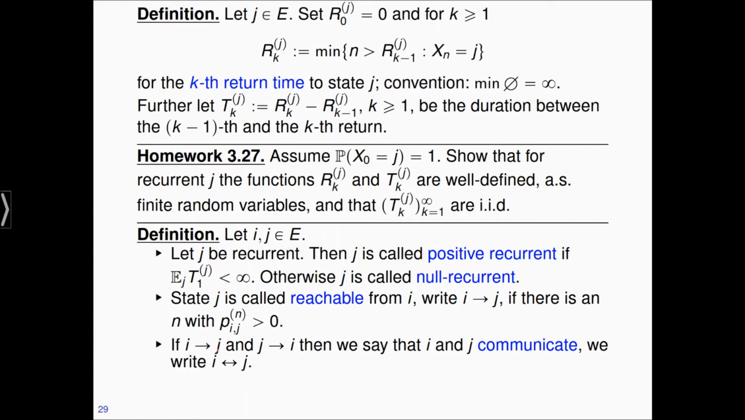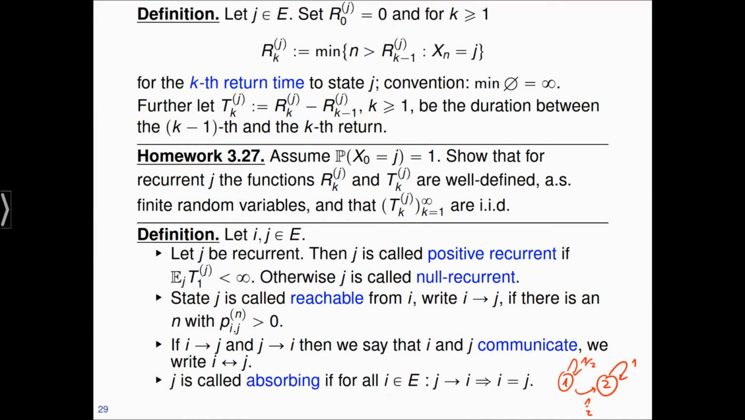If we can reach J from I and I from J, then we say that I and J communicate, and we write I double arrow J. Note that clearly there may be situations like this one where you can reach 2 from 1, but not the other way around. So in this case, 2 and 1 do not communicate.